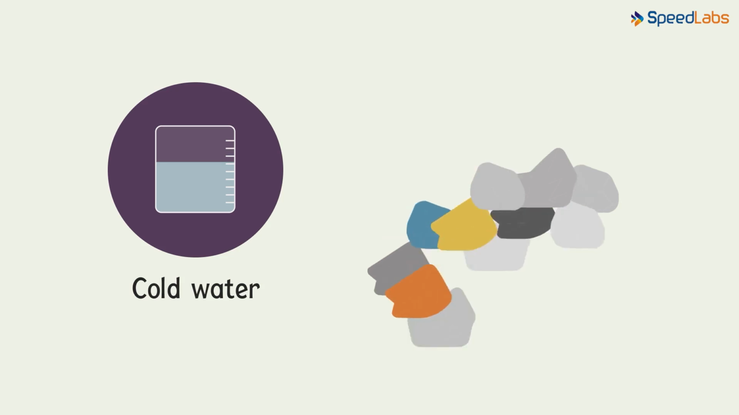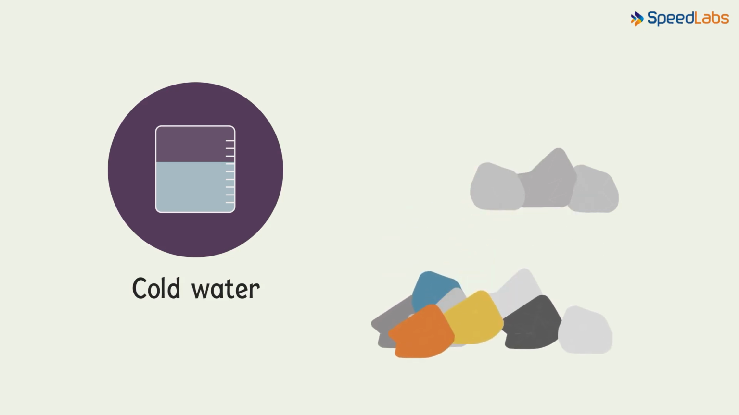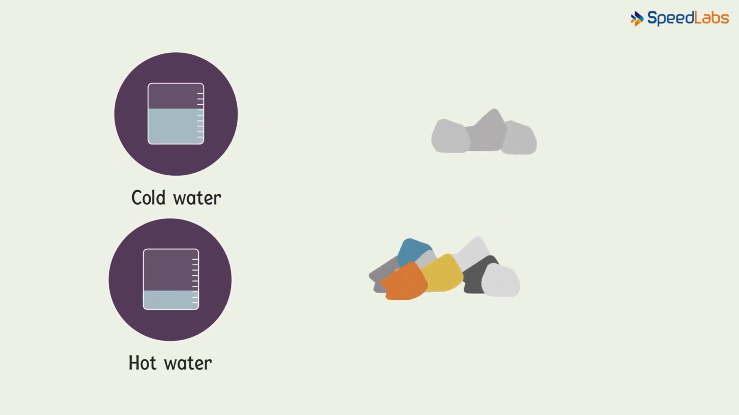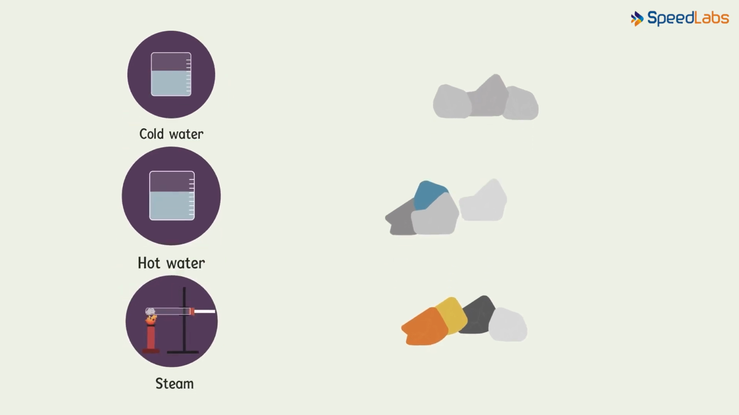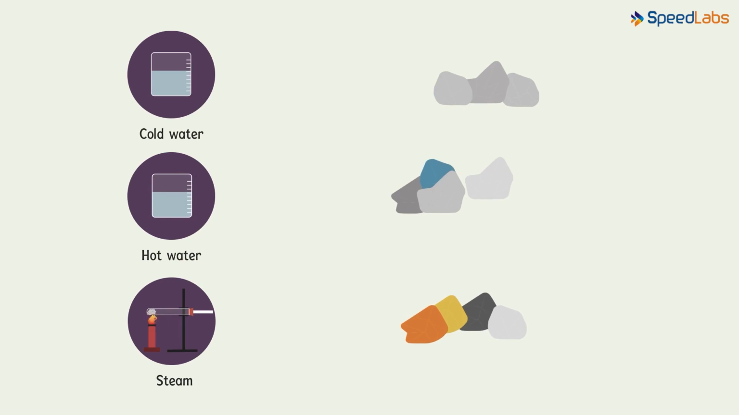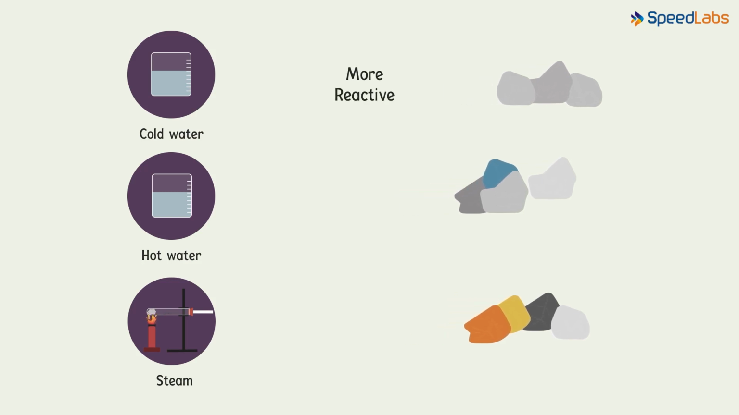Out of those metals which didn't react with cold water, we try to add them to hot water and see how they react. Again, some will react with hot water and some won't. Those that don't react with hot water, we see how they react with steam. And that will kind of give us the order of reactivity. Ones which react easily with cold water are more reactive, and the ones which required steam to react are not as reactive.